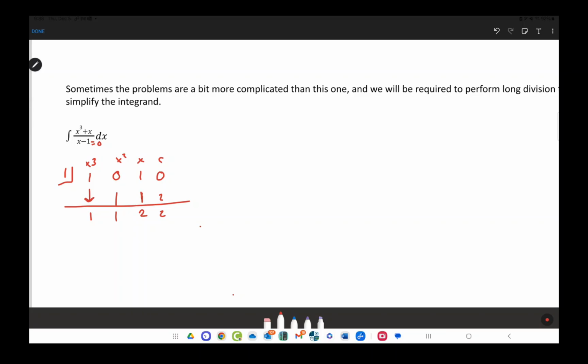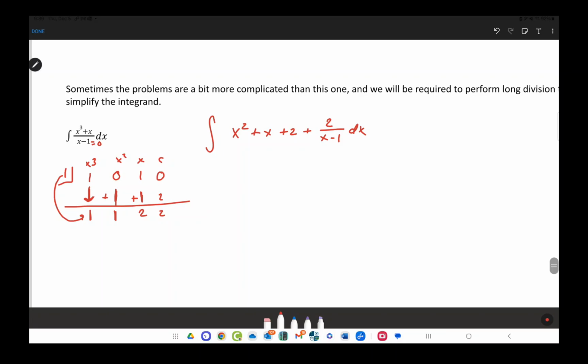Always bring down the first term, multiply that by what's in the box. That goes under the next number. So bring down the 1, multiply that by what's in the box. 1 times 1 is 1. That goes under the next number. Add, get 1, multiply that by 1. Add, we get 2, multiply that by 1. Add, we get 2. So this can be rewritten as the integral of x squared plus x plus 2 plus 2 over x minus 1.